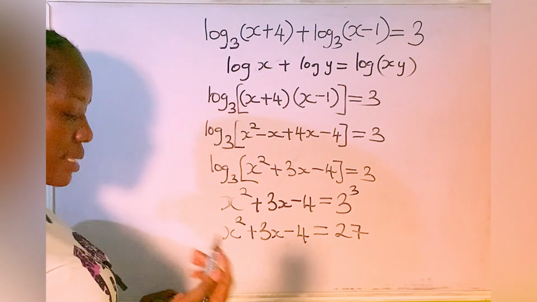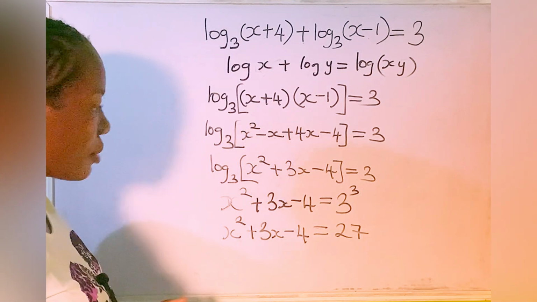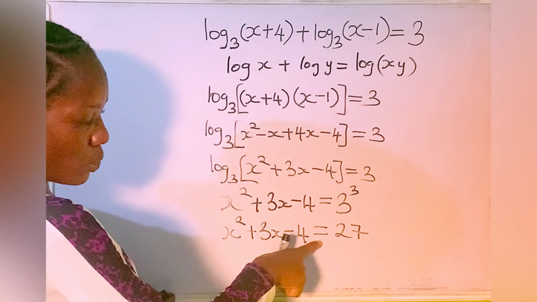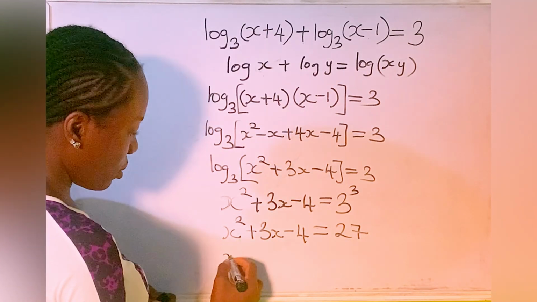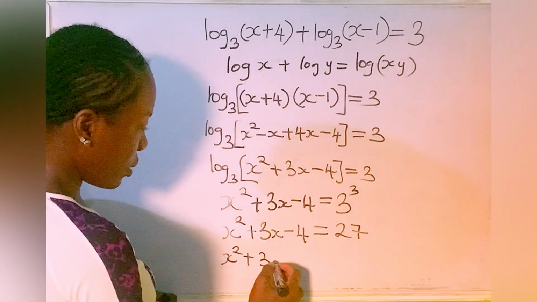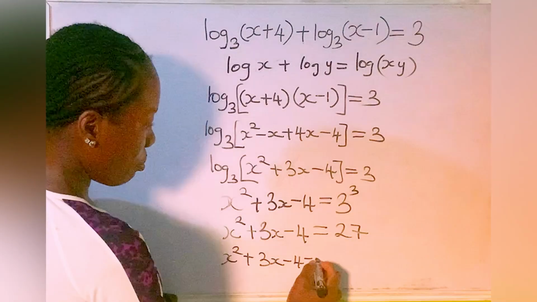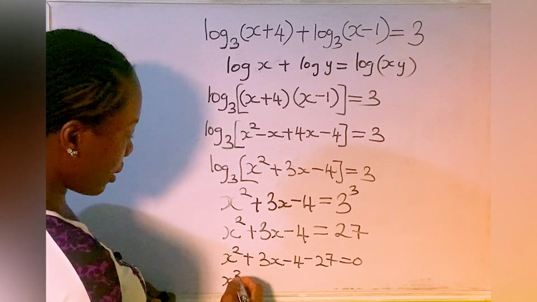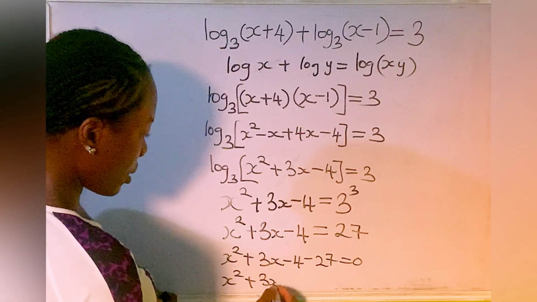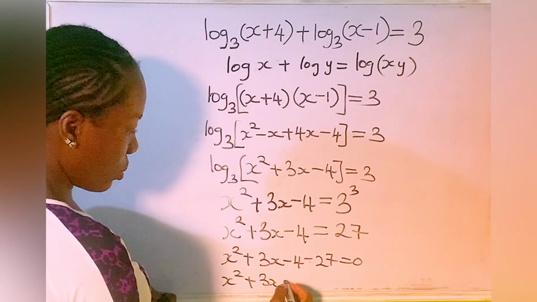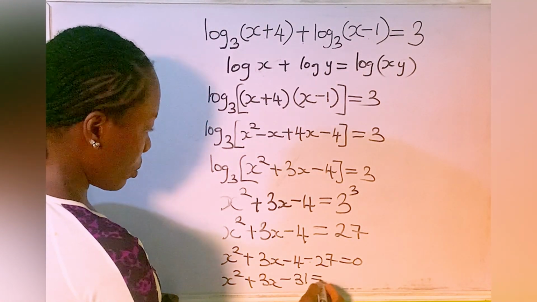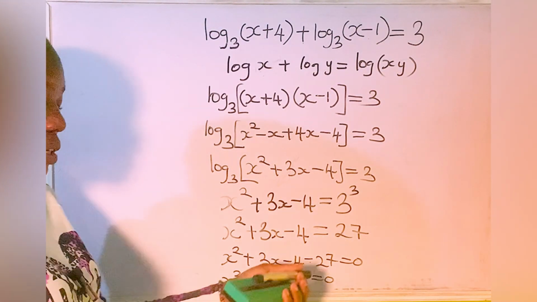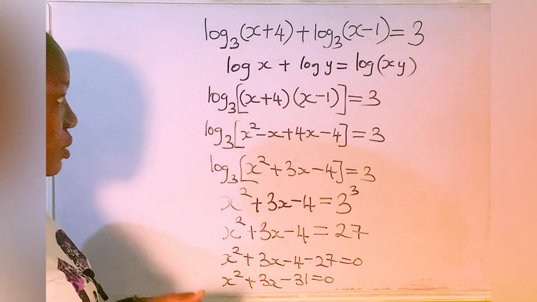3 times 3 times 3, that's what? 27. Okay. Now, this is going to be crossing. When 27 crosses this equality sign, it becomes a negative sign. So x squared plus 3x minus 4 minus 27 is equal to 0. All right. Now, 3x minus 4 minus 27 is what? Minus 31. That's equal to 0. Now we have ourselves a proper quadratic equation. We are going to be using the almighty formula to solve this equation. Okay.